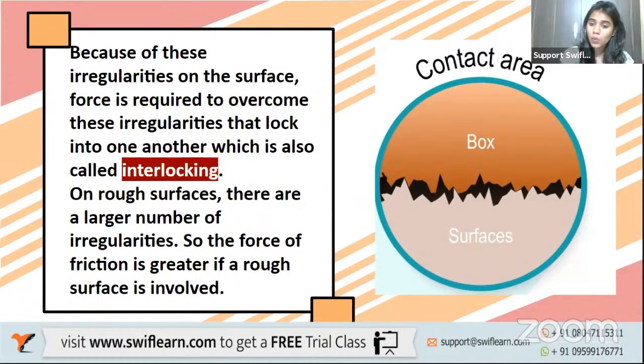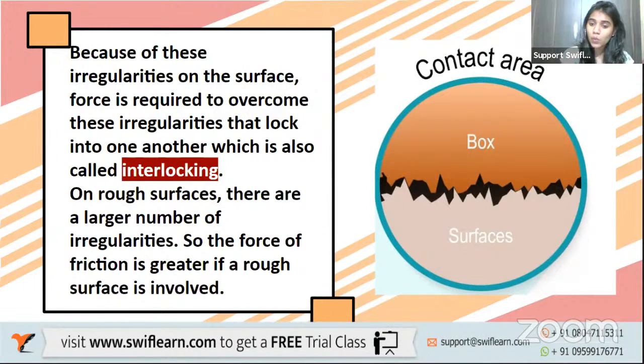When there are irregularities, these irregularities interlock with each other, right? Because of these irregularities on the surface, force is required to overcome these irregularities that lock into one another, which is called interlocking. Interlocking is nothing but locking of these irregularities. So the applied force, whichever force you are applying, should overcome this interlocking.